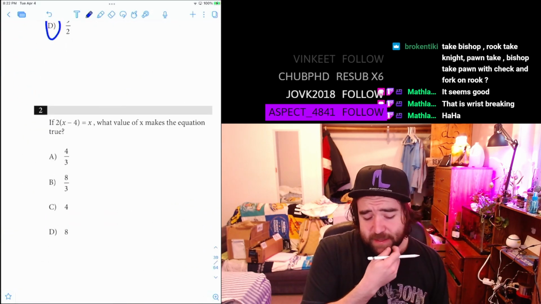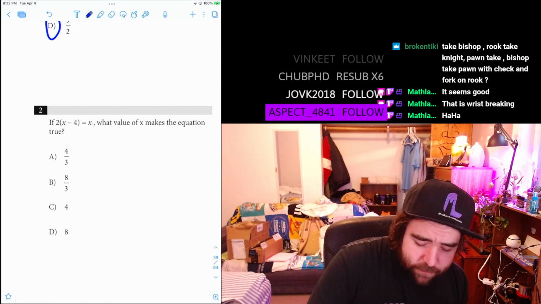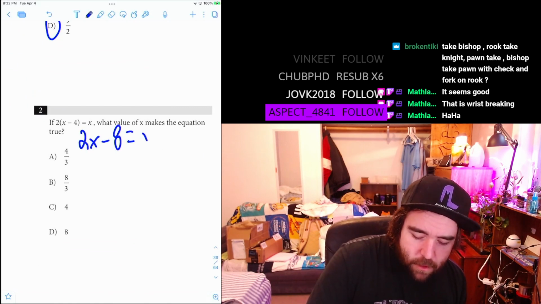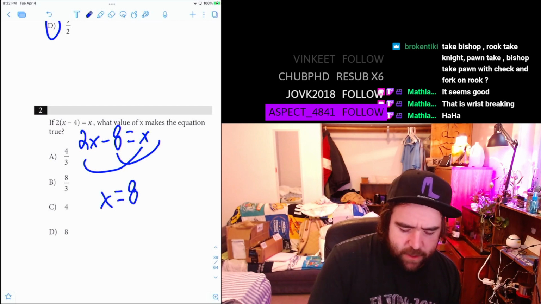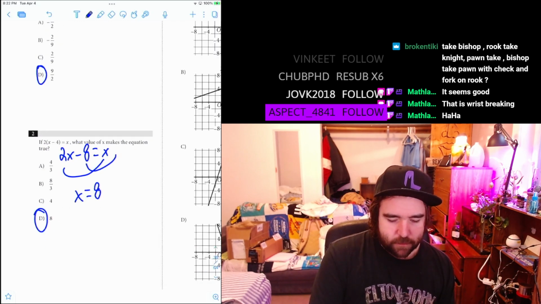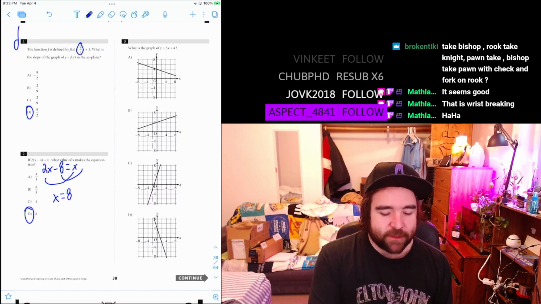Here, what value of x makes the equation true? We'll just solve for it. We'll distribute and then add the 8, subtract the x. We get x equals 8. No problem. You see why I think this one might be easier than the other ones?